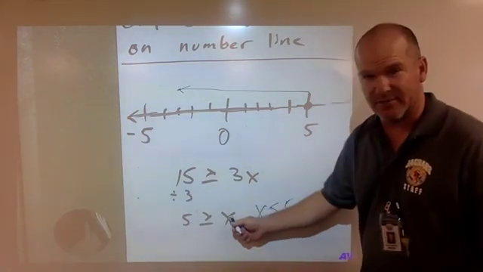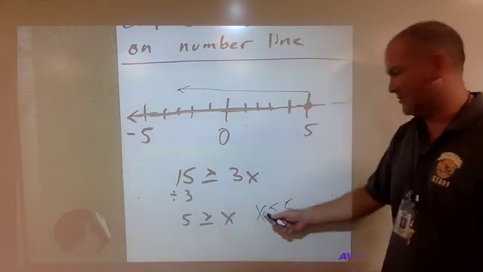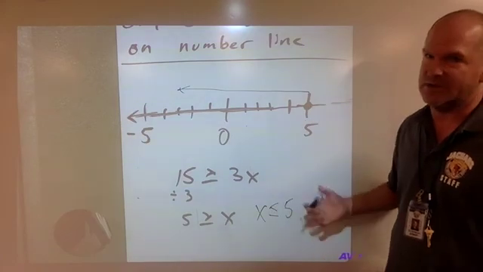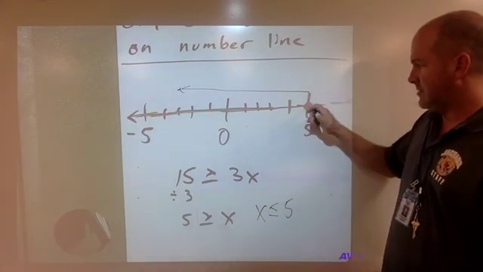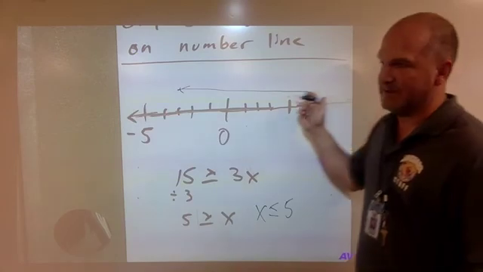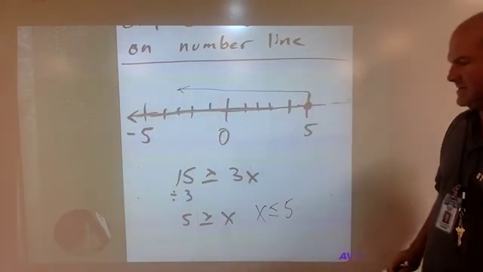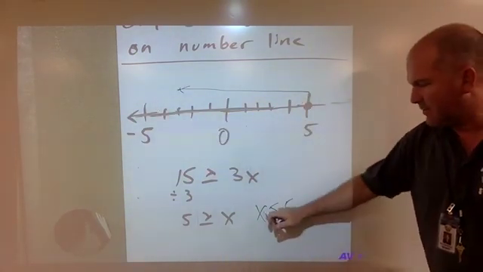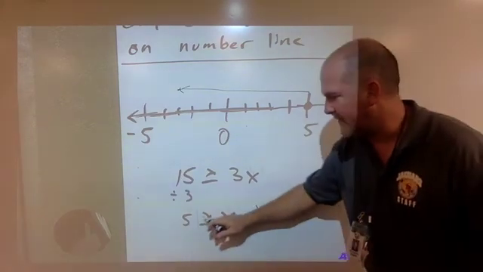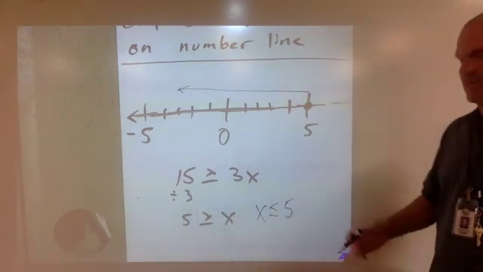5 is bigger than our mystery number, or our mystery number is less than 5. It means the same thing. It means a dot on 5 and the arrow to the left. Pick any number that's less than 5, like 4. 4 is less than 5. 5 is greater than 4. Both those are true. 4 works.